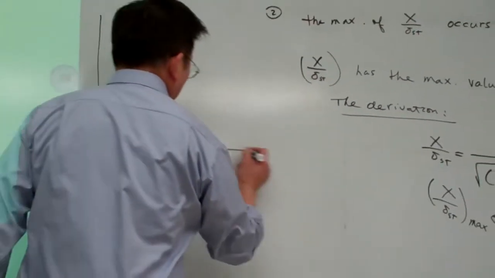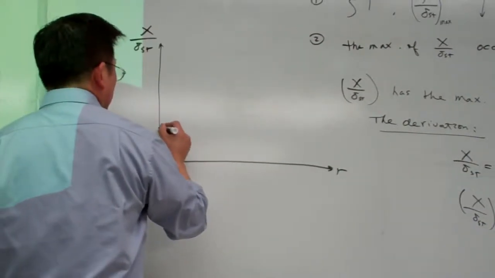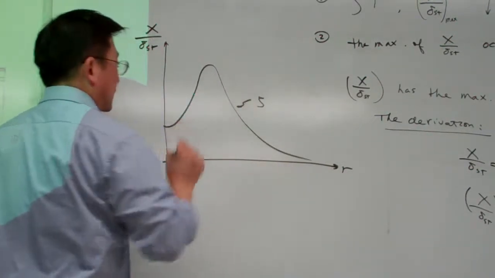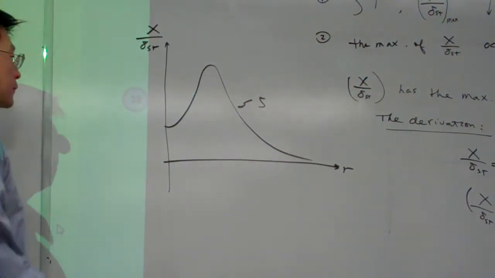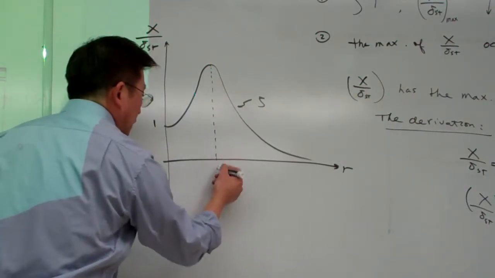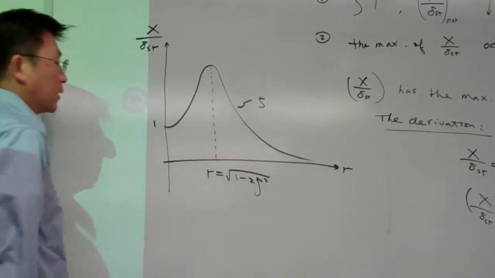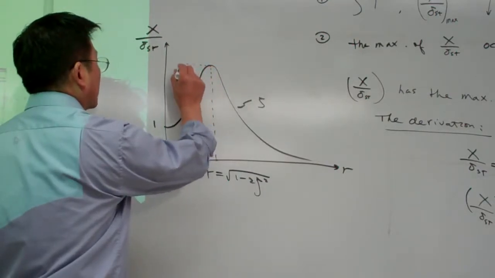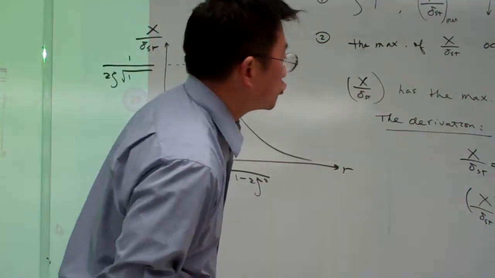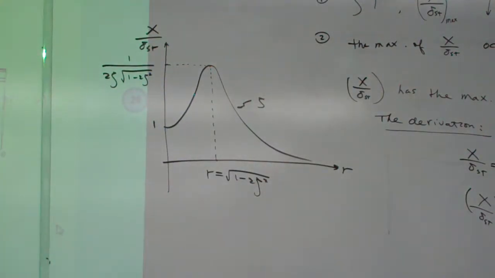So if we have the magnification factors here, and this is capital X over delta ST, let me draw a curve here. This one corresponds to a damping ratio, and this is a value of 1. From here you can see the peak occurs when R equals the square root of 1 minus 2 zeta squared, and then the peak value equals 1 over 2 zeta times the square root of 1 minus zeta squared. So that is the meaning of that boxed equation.